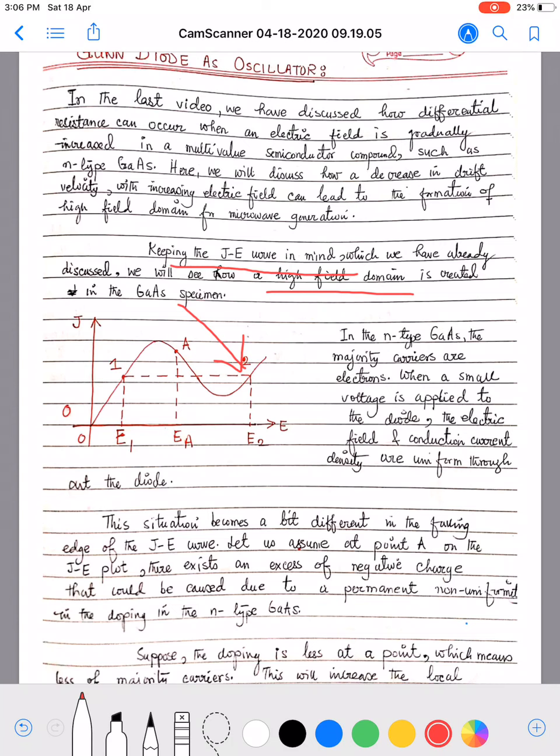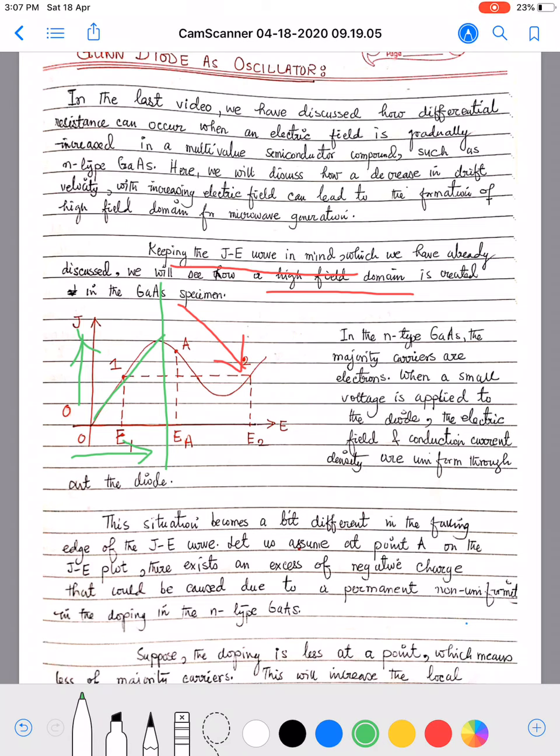So in the N-type gallium arsenide, the majority carriers are electrons. Okay, so when a small voltage is applied to the diode, the electric field and conduction current density are uniform throughout the diode. Small voltage means this is the region that we are talking about. This is the region of small voltage, up to which with increase in electric field intensity, the current density also increases. So this is an ohmic region.